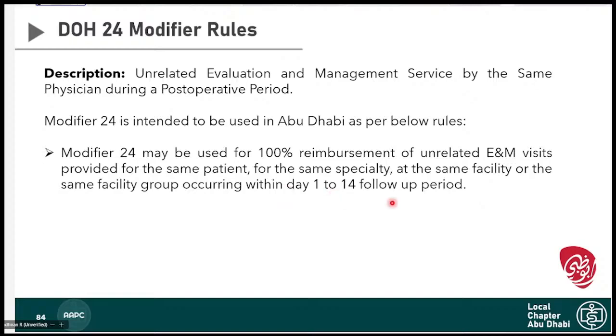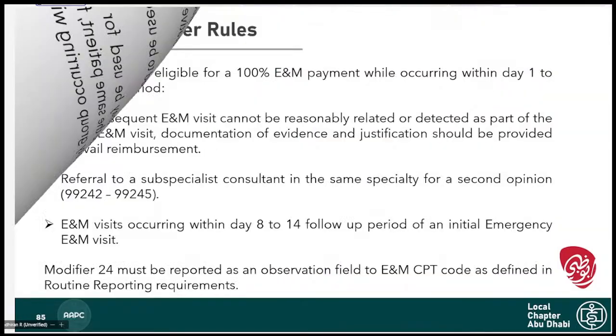For example, today a patient came with complaints of chest pain. If the provider treated the chest pain, and within 14 days for the same problem the patient visited again in the same specialty provider, it should be non-billable. So if the patient visited for any other pain within the 14 days, that should be billable. In this scenario only we can use modifier 24.